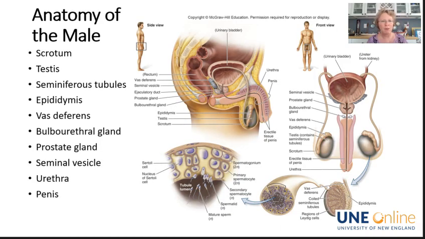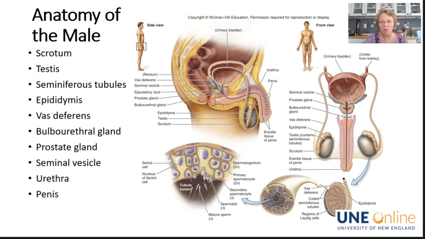Start with the anatomy of the male. This is a diagram from your book. There's a lot of detail. So on this side of the slide, I've outlined some of the anatomical structures that I want you to pay attention to. Starting with the scrotum, which is the bag that the testis, the gonad, is located in.